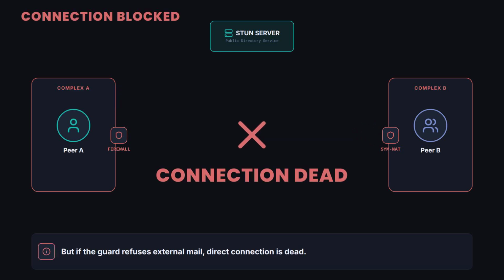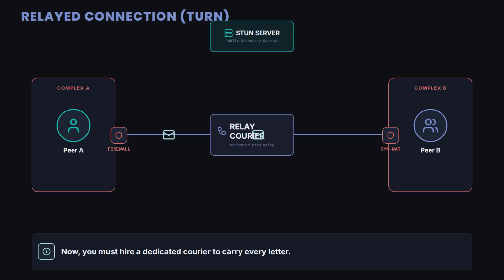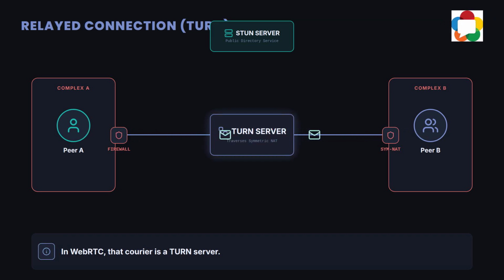It tells you your public IP and port. But what if your friend's security guard refuses to let any external mail in directly? Your direct connection is dead. Now, you must hire a dedicated courier to physically carry every single letter back and forth. In WebRTC, that courier is a TURN server.